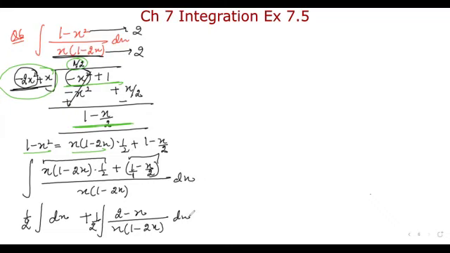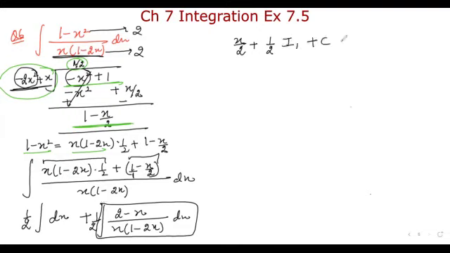Now, this is half integral dx, so this will be x by 2. And the next term, I am calling as I1. I will integrate it separately and put my answer here, right? So, let us now integrate 2 minus x upon x into 1 minus 2x.